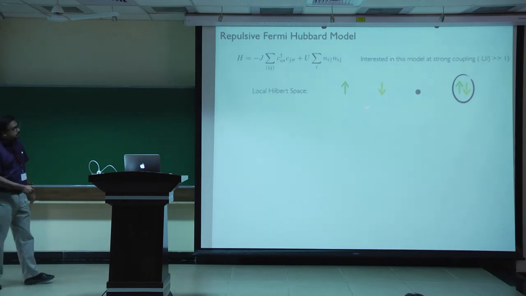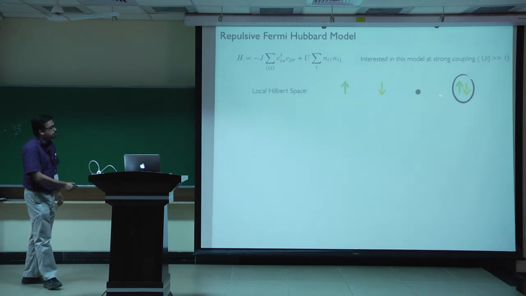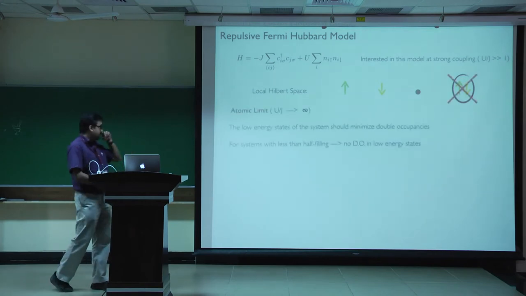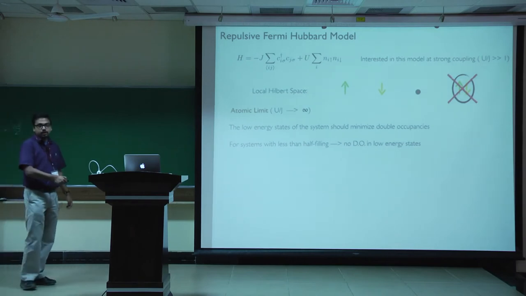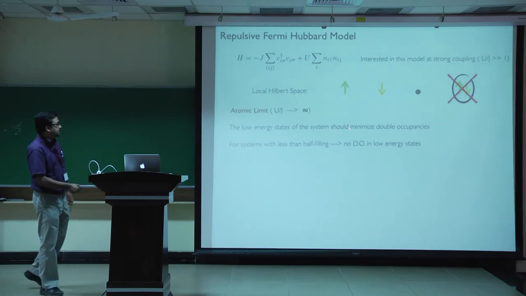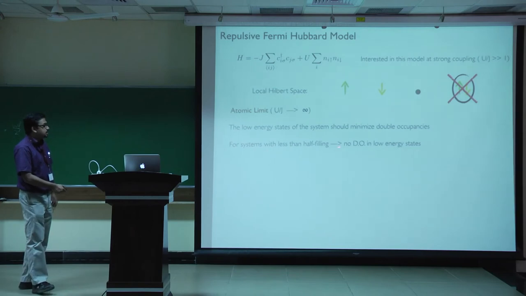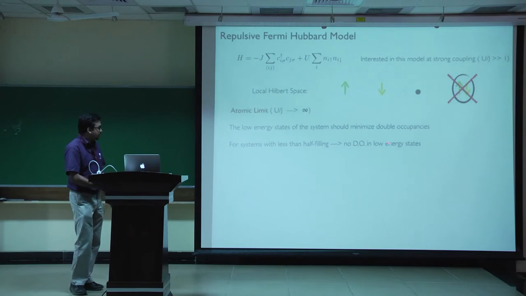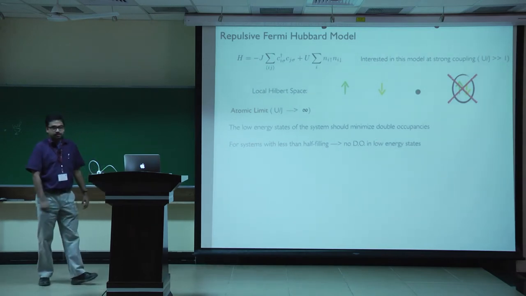Now, the local Hilbert space at a site has four possible states: up, down, nothing, and up-down. And at large U, in the atomic limit, when U is tending to infinity, you would not like to have an up-down, because that gives you a lot of energy cost, at least in your low energy states. So the low energy states should minimize double occupancies. And for systems which are less than half filling, where you don't need double occupancies to maintain your number constraint, there should be no double occupancies in the low energy states.